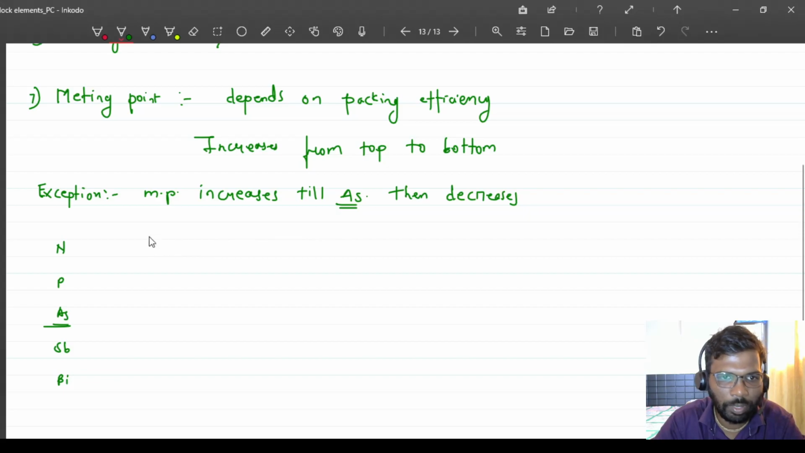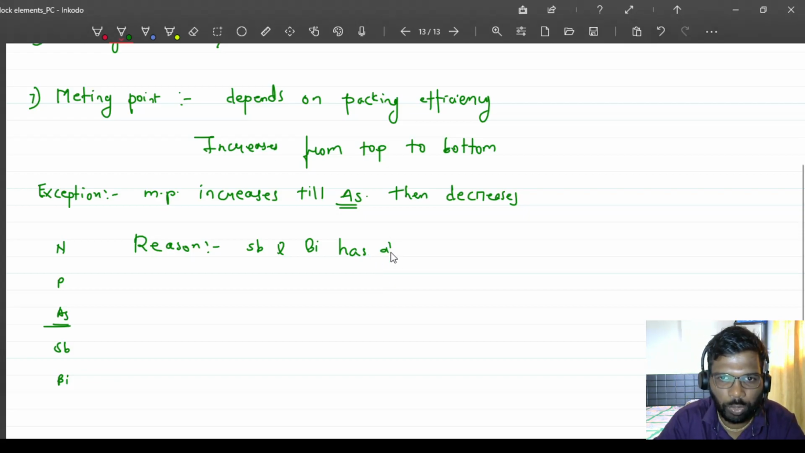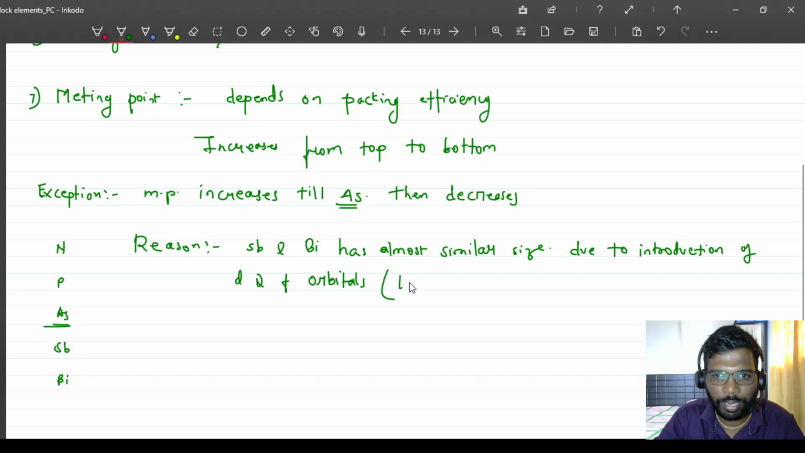The melting point increases till arsenic, then starts decreasing. The reason I will write is that antimony and bismuth, if you see their position, have almost similar sizes due to the introduction of d and f orbitals. This is also called the lanthanide contraction.